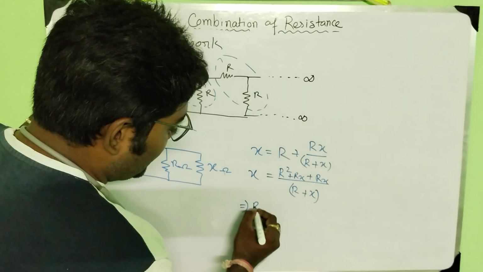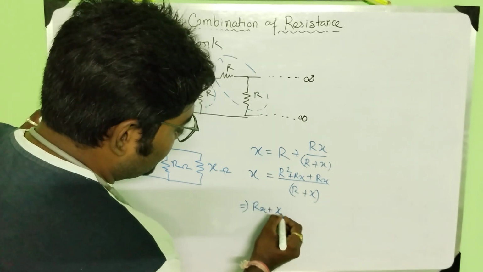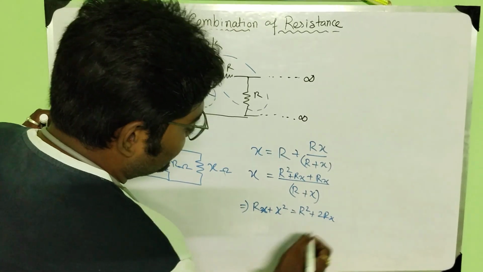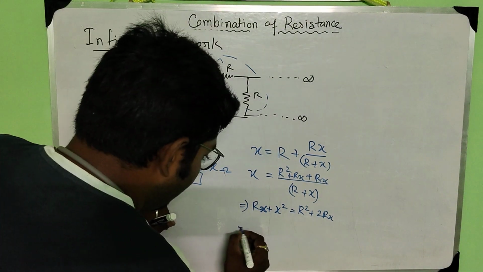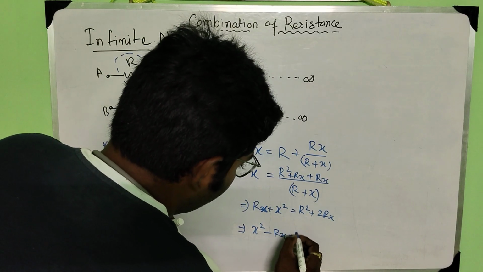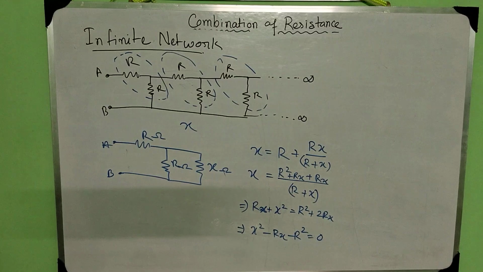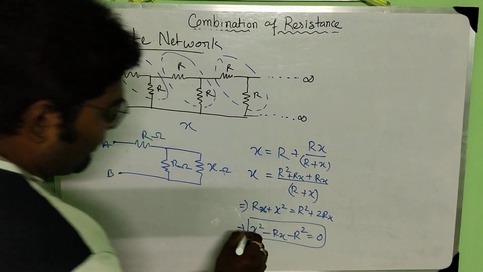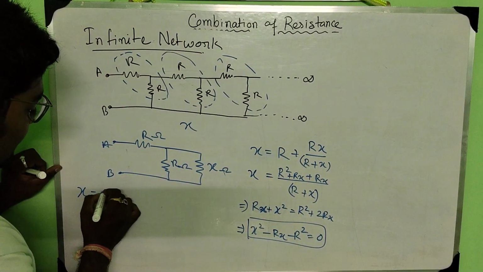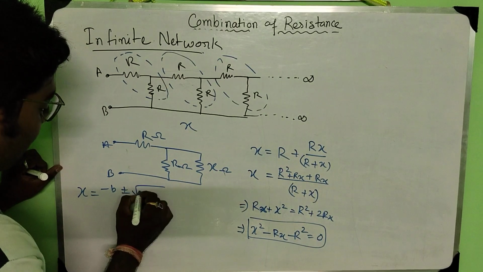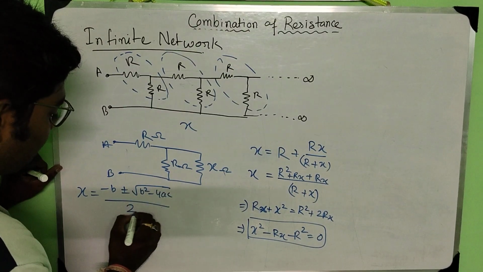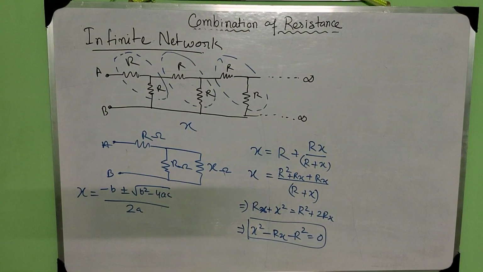By cross multiplication, that is Rx plus x square equals R square plus twice Rx, ultimately x square minus Rx minus R square equals 0. Okay, so this is a quadratic equation. So apply the Sridharacharya formula. What is the Sridharacharya formula? Minus b plus minus root over b square minus 4ac by 2a. So this is the Sridharacharya formula.